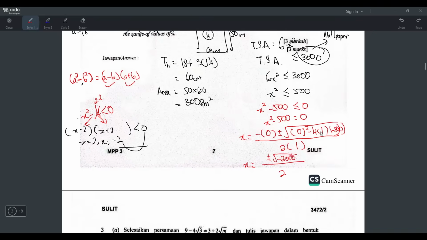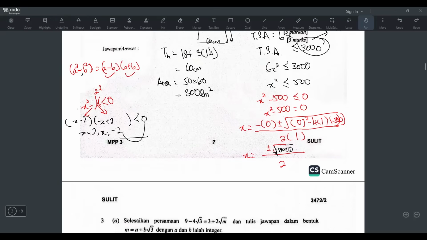Wait, what? No, no. Sorry. 0 squared is 0. And then negative 4 times negative 500 is plus 2000. So this will be positive 2000. Yeah, that's why I was like, weird a bit. Because if the number inside the square root is negative, then it becomes no roots already. Because you can't square root a negative number. So your b squared minus 4ac here cannot be negative. If it's negative, it means there's no answer. But it's positive.